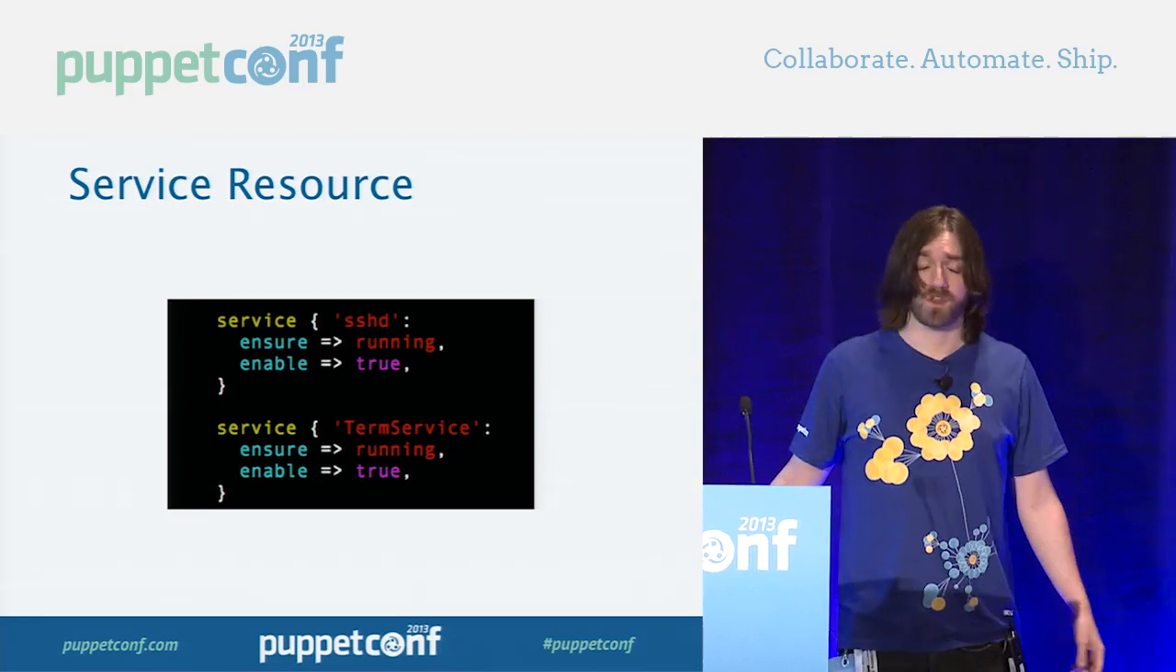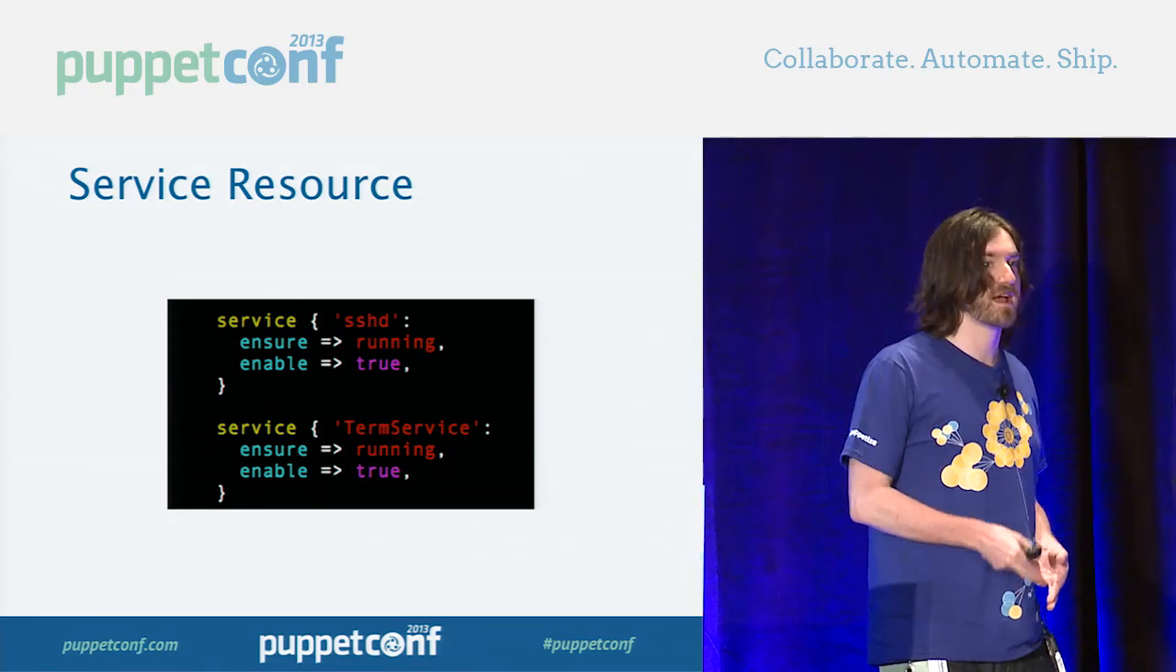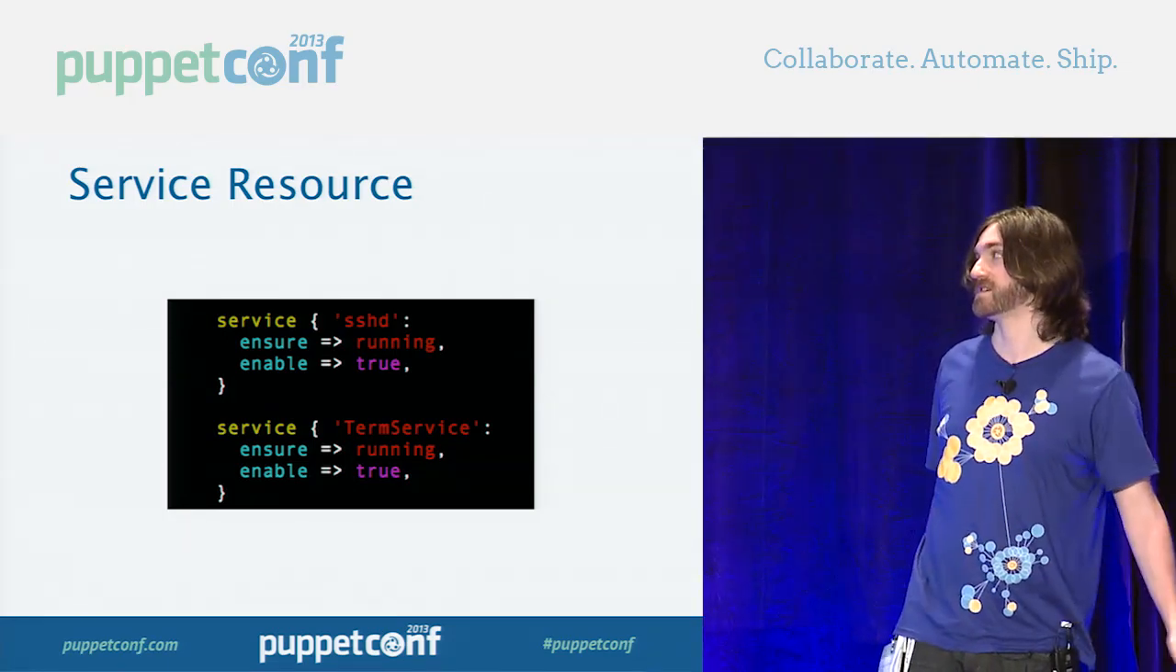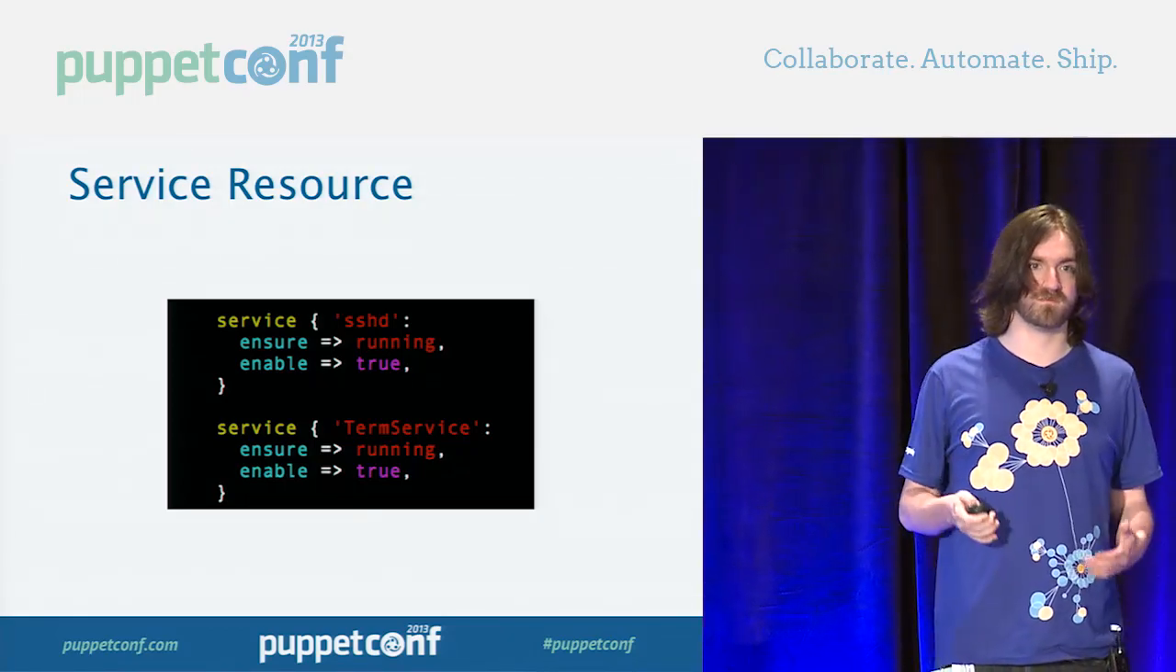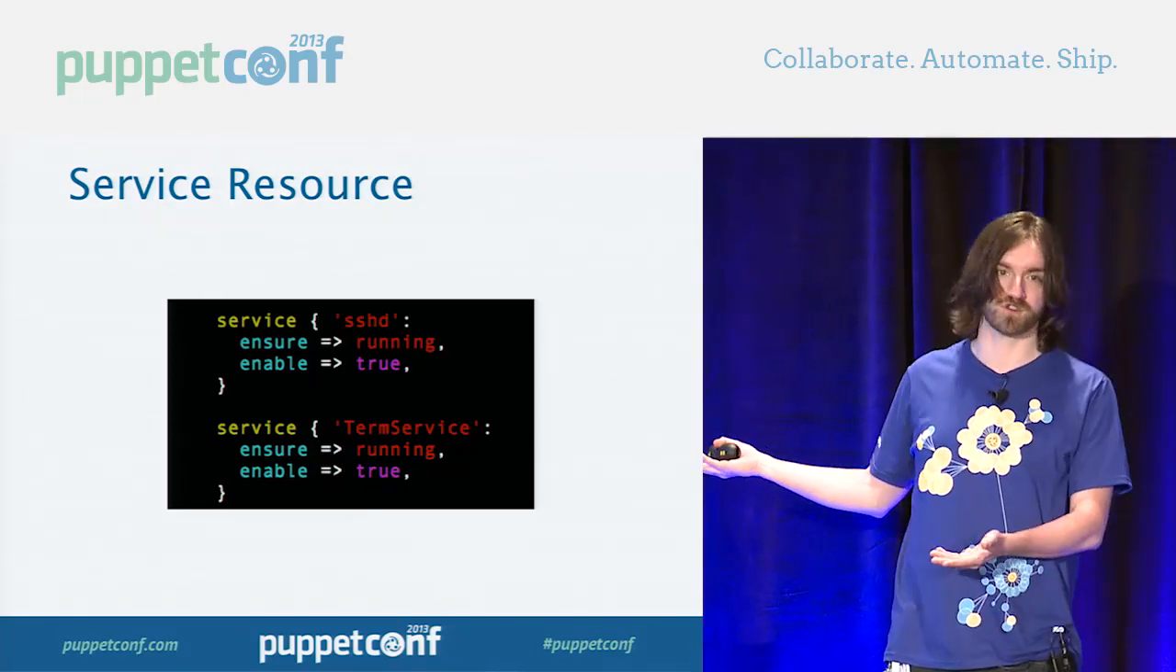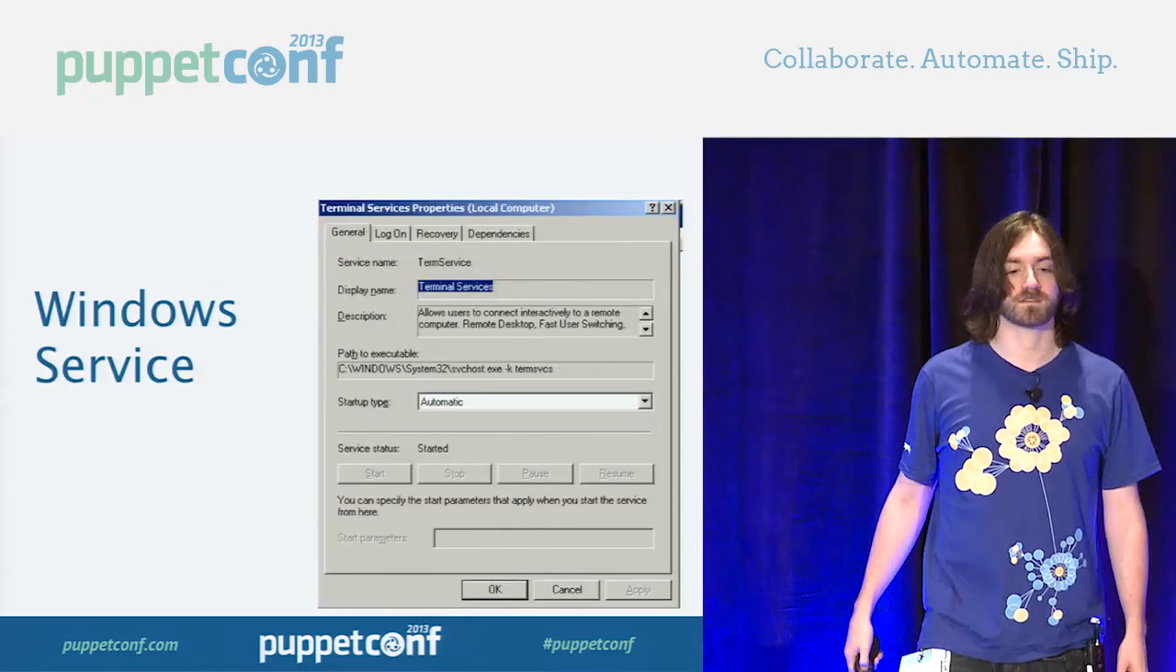Service is the same, right? You want to have a service SSHD running to have remote access to your Linux system. We enable a service like this. If you want to have remote access to a Windows system, the only thing that's really different is that you want to have the terminal service running so that you can get RDP access.